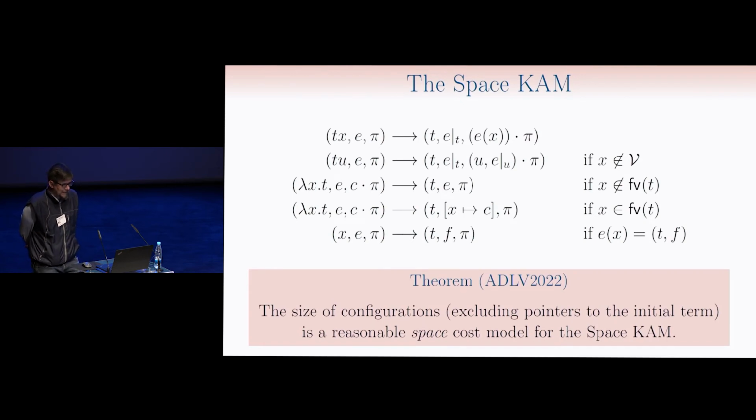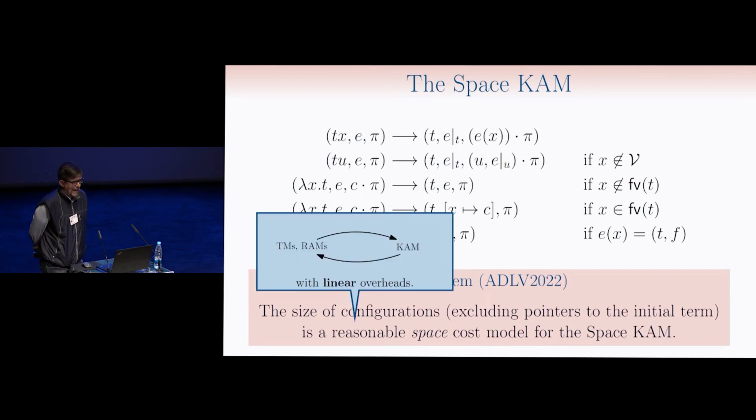And at LICS this year, we proved that the size of configurations measured this way, so excluding pointers to the initial term, is indeed a reasonable space cost model for the Space KAM. And by that, we mean that there is a linear overhead between Turing machines and random access machines on the one end and the Space KAM. I wrote KAM, but what I meant, of course, is that we are working with the Space KAM. So that's already very good.